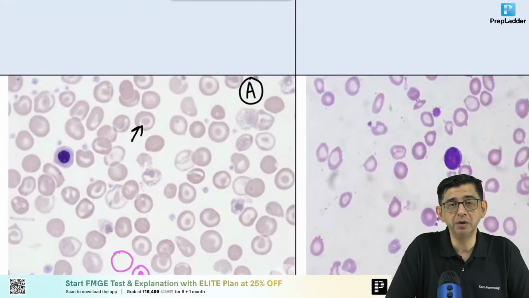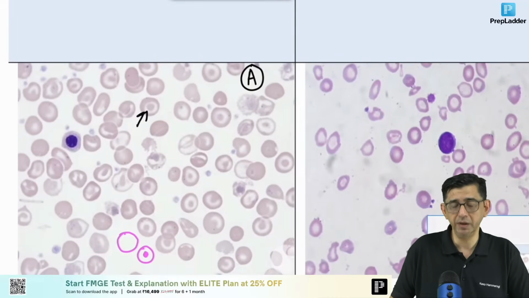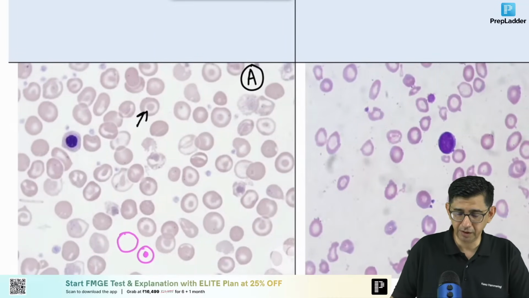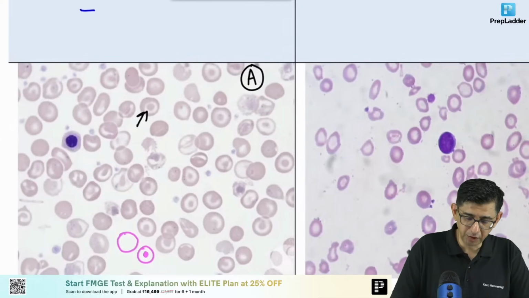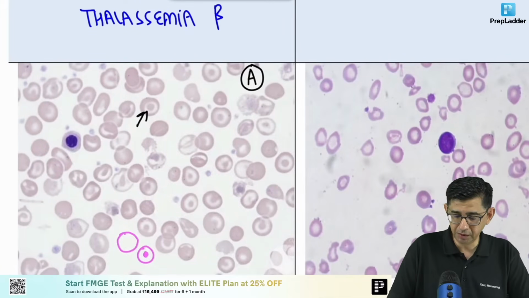So the moment you see the target sign, with so many red blood cells with target sign present here, which hemoglobinopathy are we talking about? Yes, target cells are seen with the hemoglobinopathy we're suspecting, thalassemia. It could be beta thalassemia or alpha thalassemia. Beta is related to chromosome 11 and alpha is related to chromosome number 16.